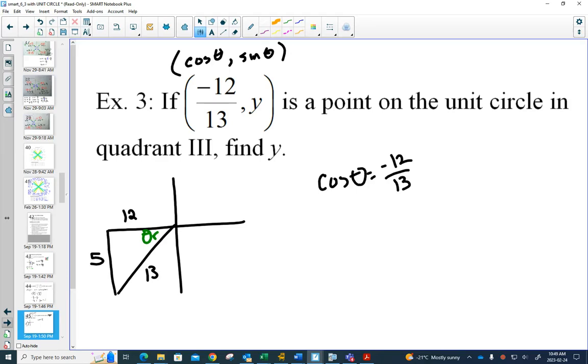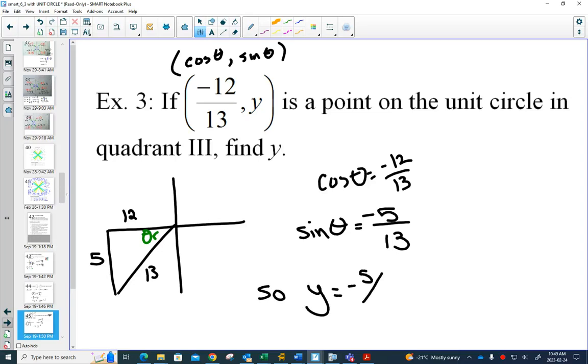And once I've drawn my triangle, I can now say what sine of theta is. I look at my reference angle, opposite over hypotenuse, and because it is in quadrant 3, sine of theta would equal negative 5 over 13. The question asked me to solve for y. I know that y is equal to sine of theta, and so this will be negative 5 over 13.